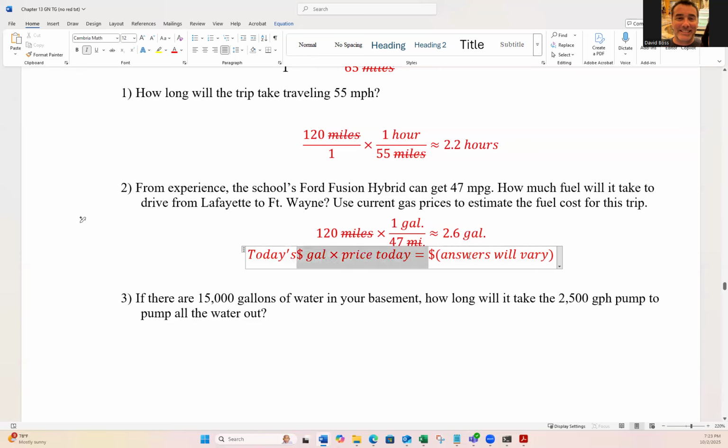Today's gas prices, what are they? Let's say it's $3. $3 times 2.6 gallons. Oh, I got to do, so $3 per 1 gallon.